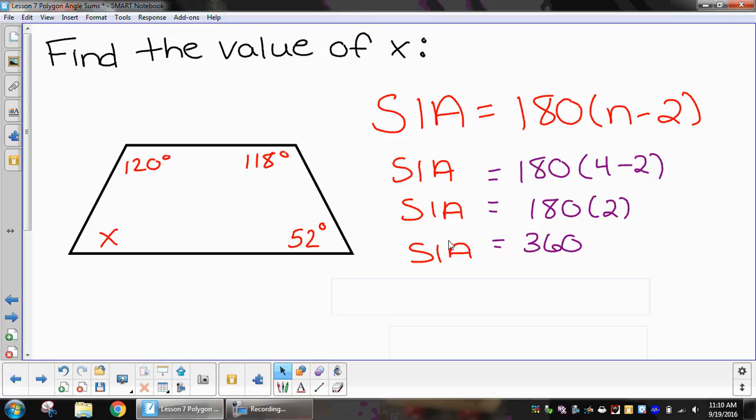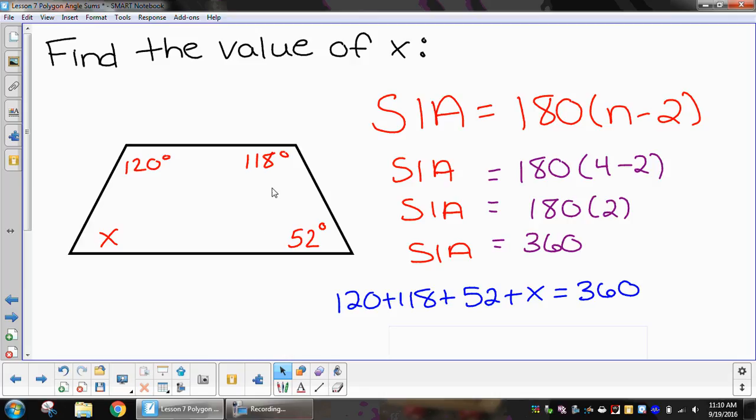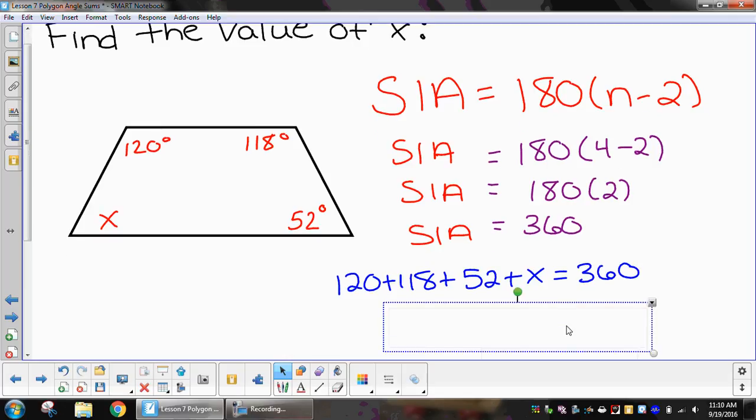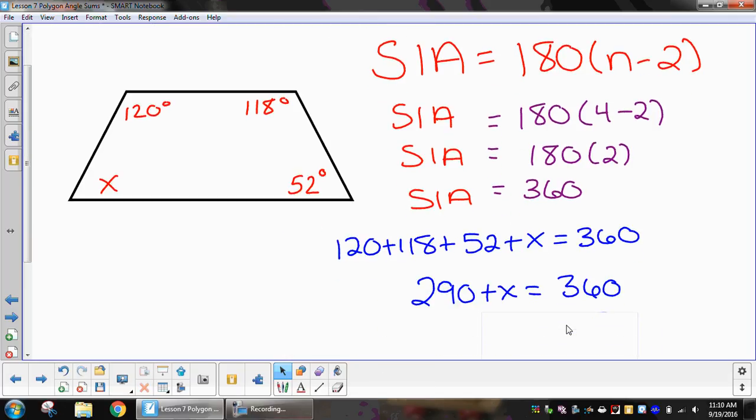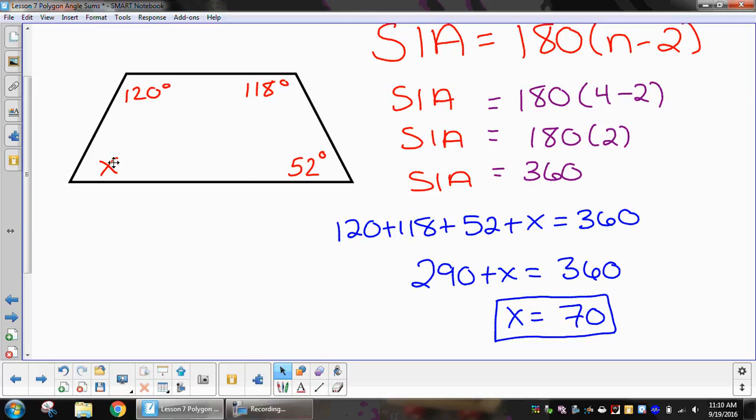Sum means adding, so that means if I were to actually add the interior angles, it would equal 360. So I can actually take the interior angles and add them together on the left. Took all 4 of these, added them together, and it should be equal to 360. And then I can just simplify and solve and find that x is 70, so this angle is 70 degrees.